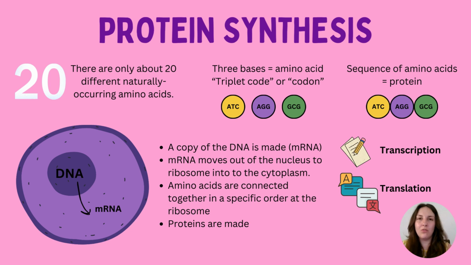So there's lots of things that can affect the protein that is made. And that's why those different combinations of amino acids, although there's only 20 naturally occurring, because there's so many different combinations we can make, that's why we have so many different types of proteins as well. So it's pretty cool in that way.